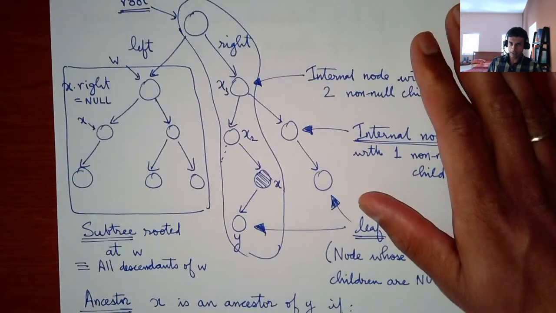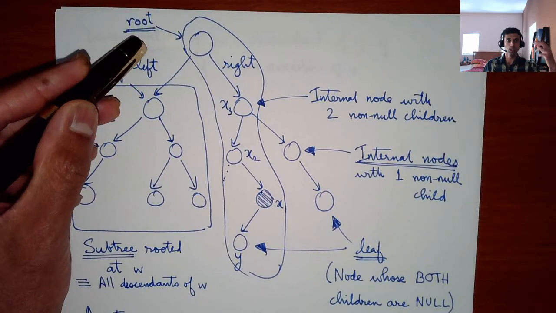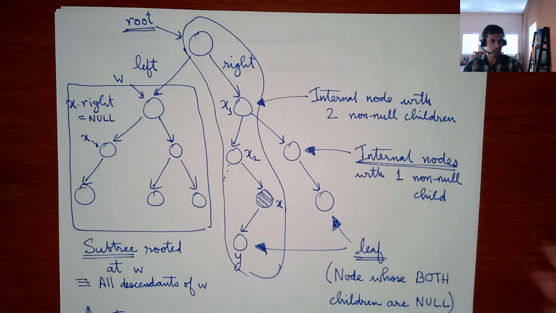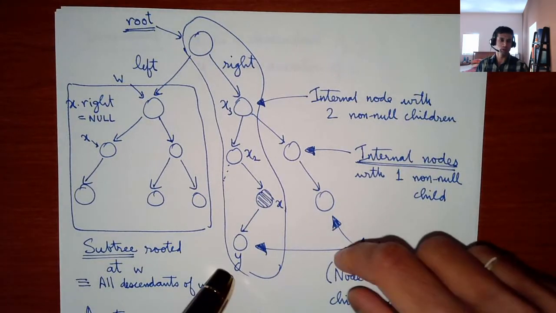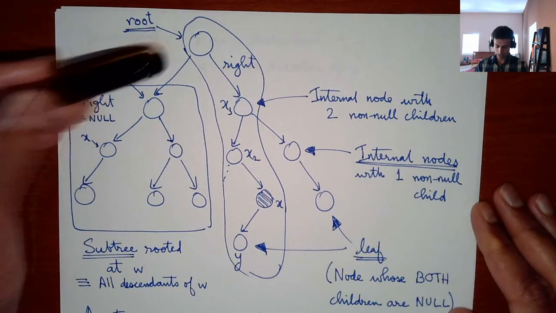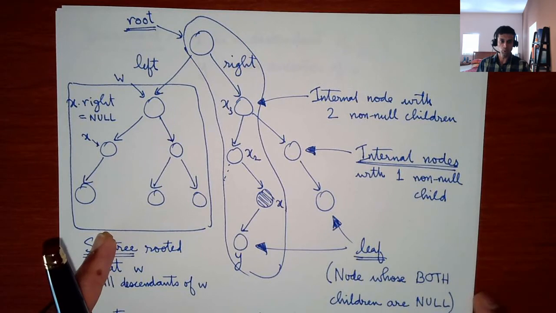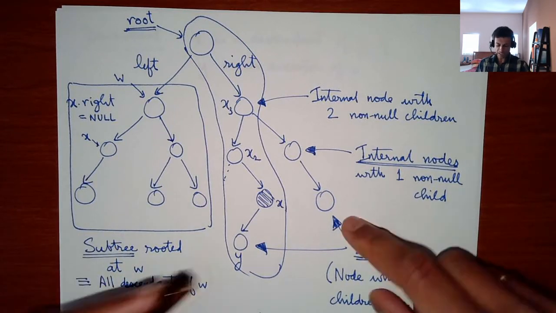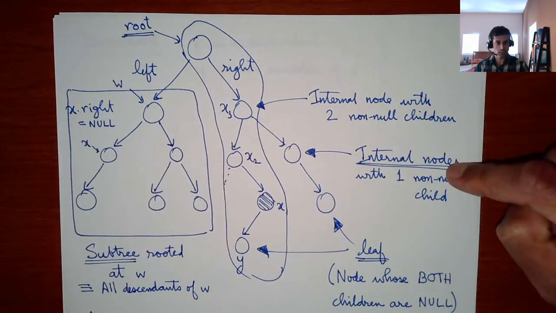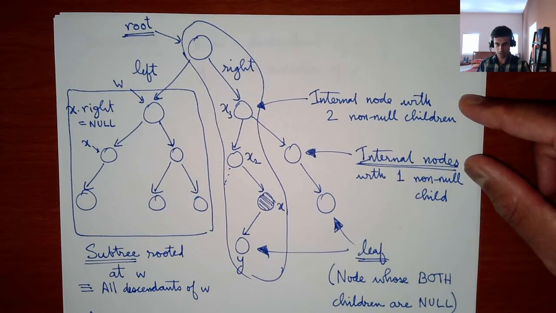So again, just to remind you, the root is the first node of the tree. It's the top of the tree. Actually, you should think of the tree as being upside down, right? The leaves are at the bottom and the root is at the top. But that's the way we draw this. The leaves have both children being null. Internal nodes have either two non-null children or one non-null child.